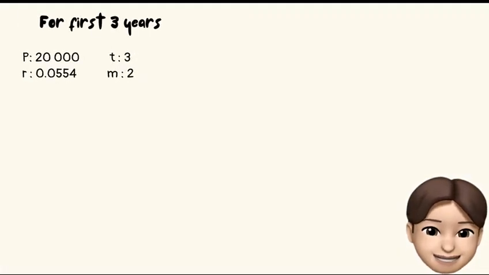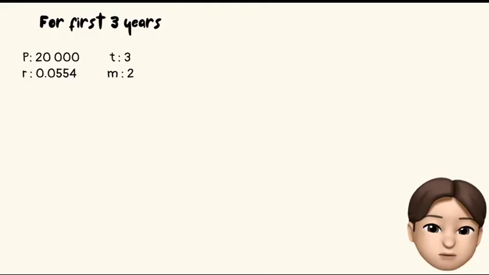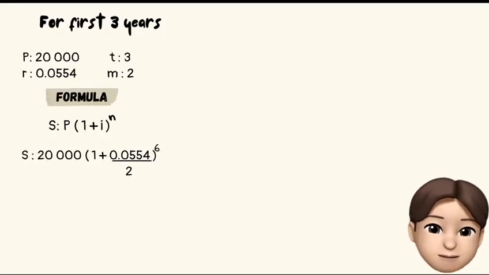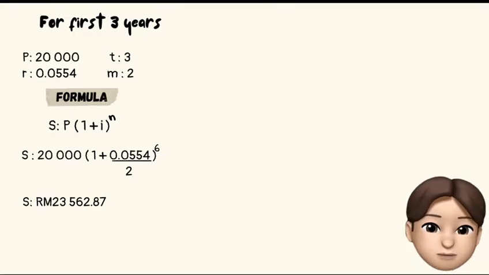So for the first 3 years, we use the original rate compounded semi-annually, which is M equals 2, R equals 0.0554, and P, which is the principal, the amount that he borrowed, which is 20,000, and T equals 3 because it is the first 3 years. So we substitute all the values into the formula, which is S equals P 1 plus i to the power of n, and we will get the answer, which is 23,562 ringgit and 87 cents.